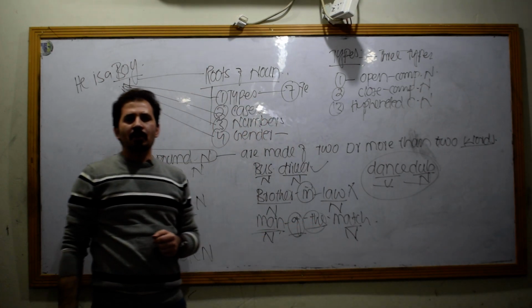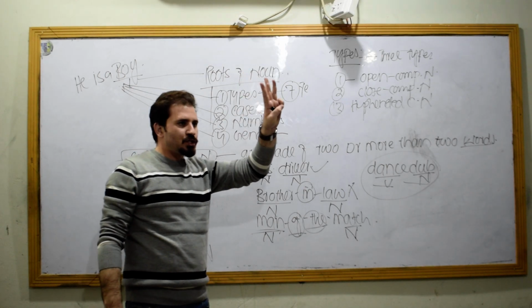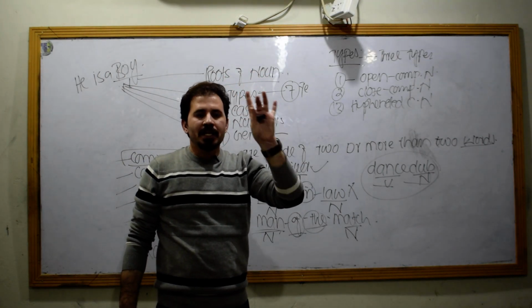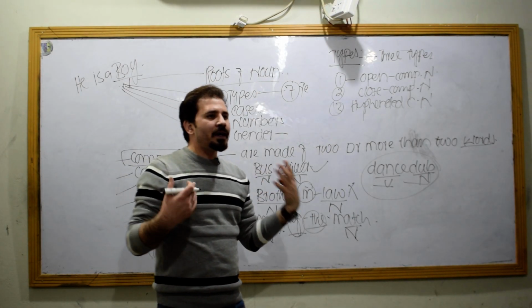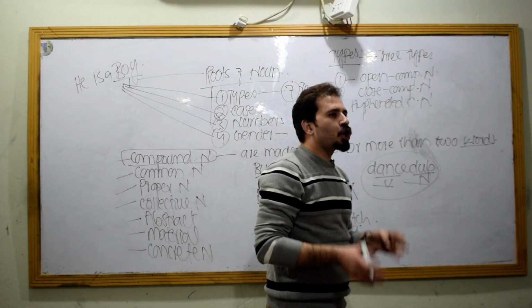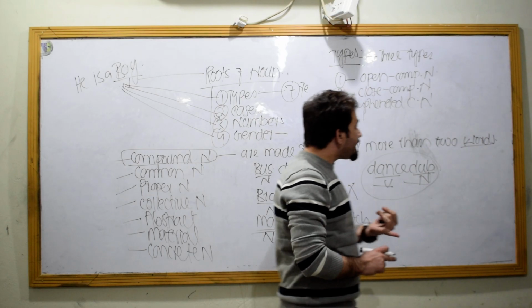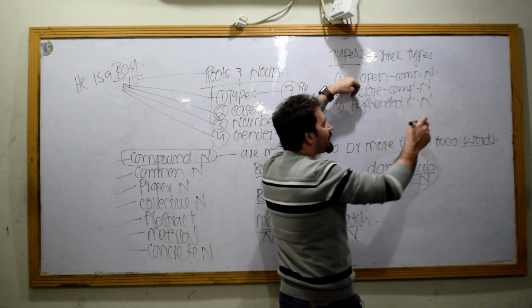How many types of compound nouns do we have? There are three different types of compound nouns. Number one, open. Number two, close. And the third one we call hyphenated compound noun. Now we are explaining what I mean by open compound, close compound, and the last one that is called hyphenated compound. Open compound nouns are those nouns that are spelled as two words.